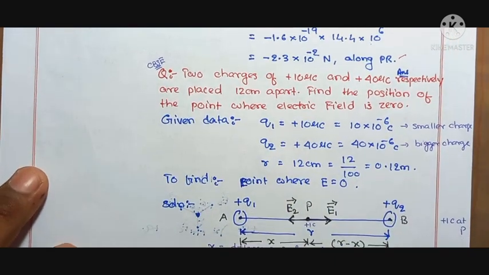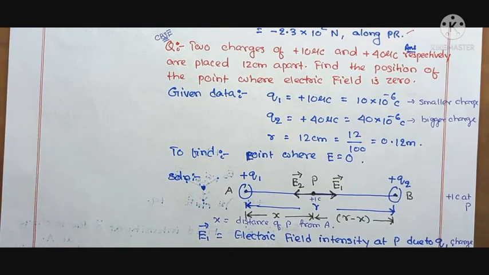This is the answer. Now one more question. This is also a board question. Two charges of 10 microcoulomb and 40 microcoulomb respectively are placed 12 cm apart. Find the position of the point where electric field is 0. Here both charges are given as positive and the distance between the charges is given. We have to find out the position of a point where the electric field is 0.